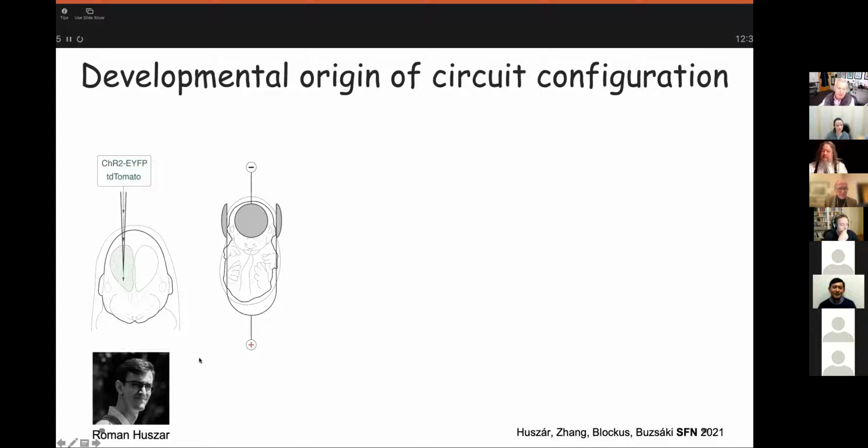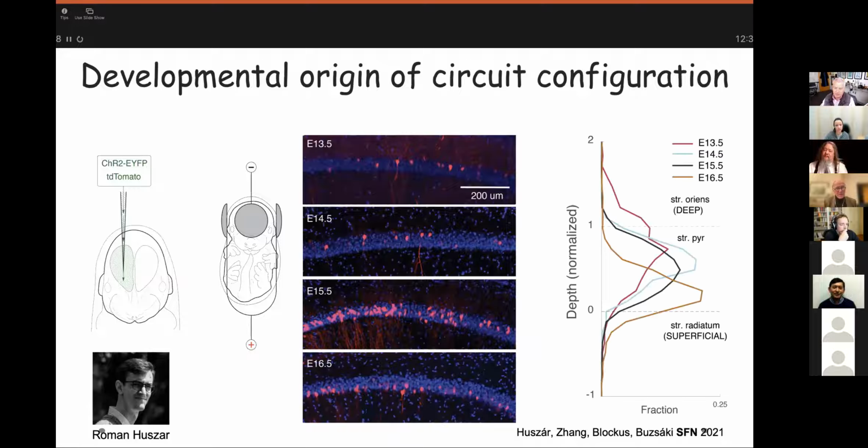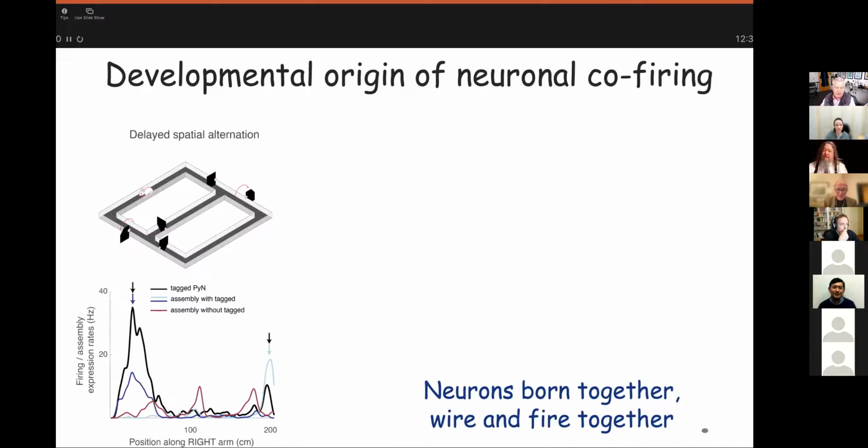And to do that, Roman Huszár in my lab labels neurons at different stages of development, such as embryonic stage 13, 14, 15, and 16 days, and marks them permanently. So when the animals grow up, we can compare the adult animals and know which neurons were born on the same day and which neurons were not. And the answer is, even if we go to those neurons that were born together, they will fire together in the same theta cycle, the same sharp wave cycles. At the population level, they like to be together.